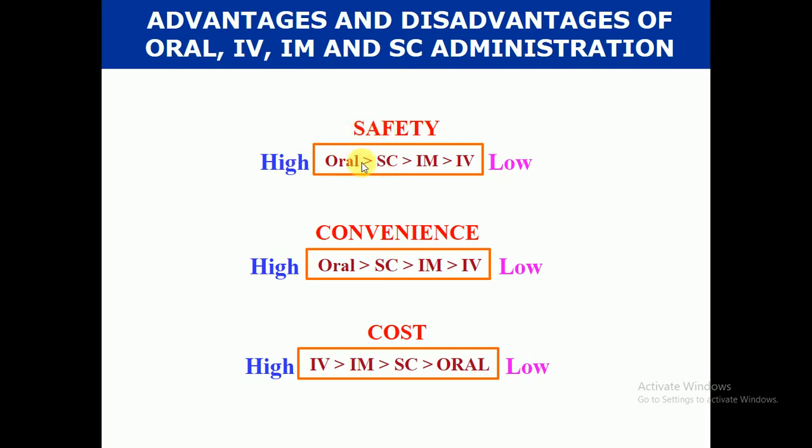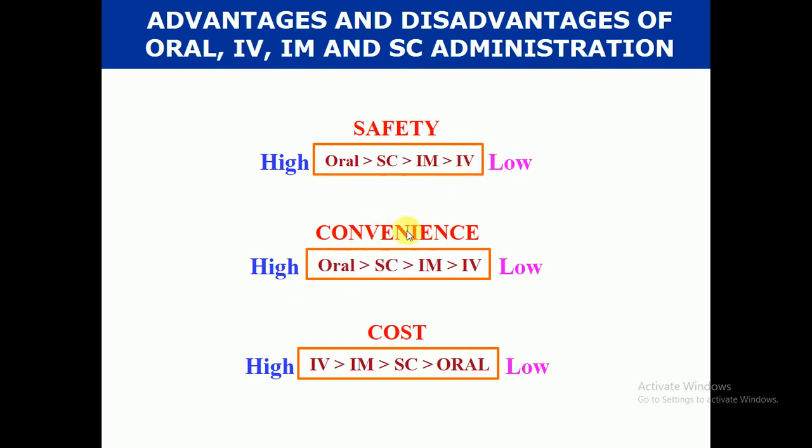This is, you can say, the safety of a drug. If the drug is administered through the oral route, its safety profile is greater than subcutaneous, and subcutaneous is higher than intramuscular. When you administer a drug through IV, there may be a chance of inflammation, maybe thrombophlebitis, inflammation of the vein and artery. So this is the safe route of drug administration, while this route is not safe.